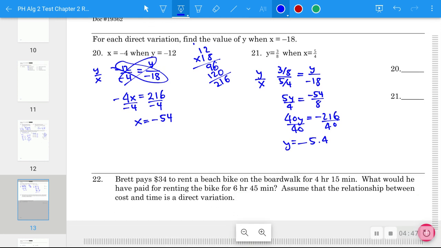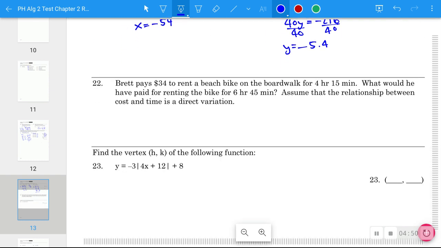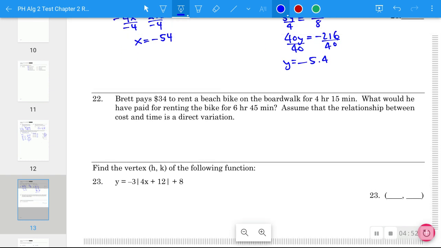Okay. Brett pays $34 to rent a beach bike for 4 hours and 15 minutes. Well, 15 minutes is a quarter of an hour, so this is really 4.25 hours. And in the other direction, let's see here. How much would he have paid if he did it for 6 hours and 45 minutes? Well, if you take 45 divided by 60, you're going to find it's 0.75. So 6.75. 45 divided by 60 is how you get that decimal.